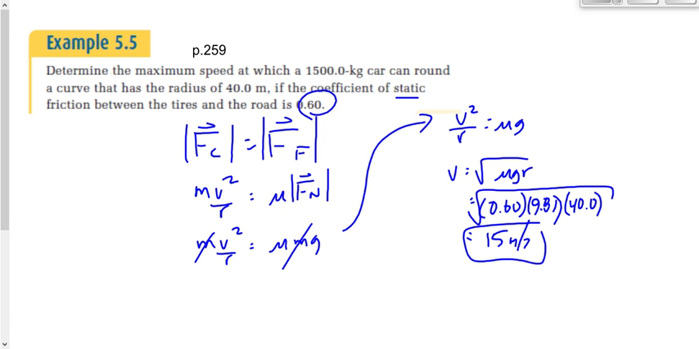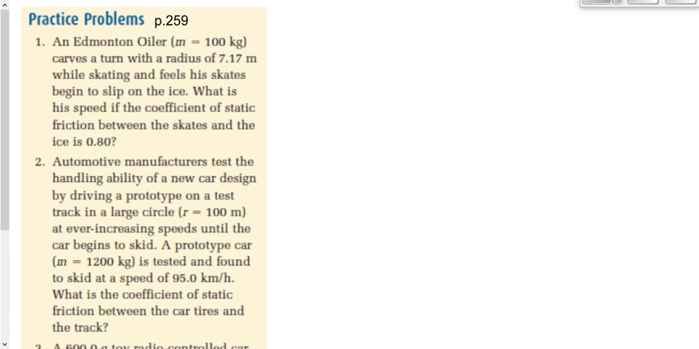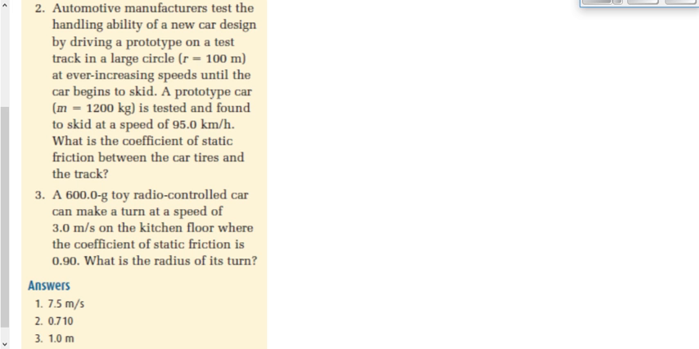All right. Let's take a look at the questions that go along with that on page 259, please. All right, let's have a look at question number 2. It says, automotive manufacturers test the handling ability of a new car design by driving a prototype on a test track in a large circle at ever-increasing speeds until the car begins to skid. And why would the car begin to skid? Well, because friction provides the centripetal force, but at some point friction can't provide any more centripetal force, and therefore the force that's required to keep the car out of a straight line and going in a circle can't be provided by friction. So the inertia of the car takes over. The inertia of the car wins.